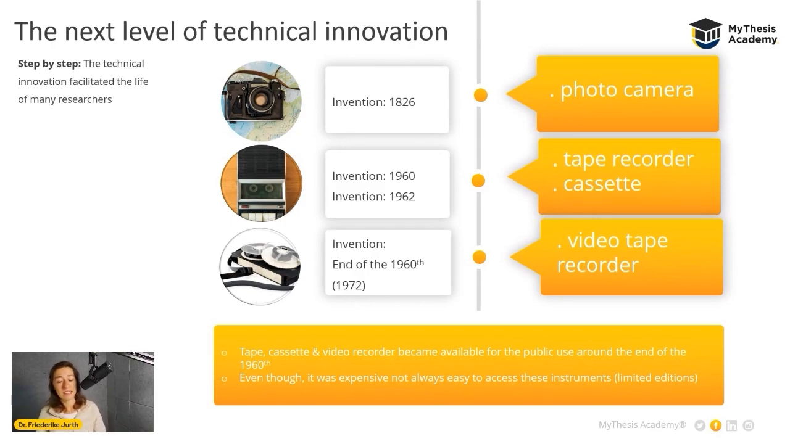Then in 1960 and 1962, we have the invention of the tape recorder and the cassette. So this was also a milestone in the technical innovation and in the history of fieldwork, because here you really have the possibility to record longer sequences, well, not unlimited, but still longer than it was possible with the Edison phonograph, for example.